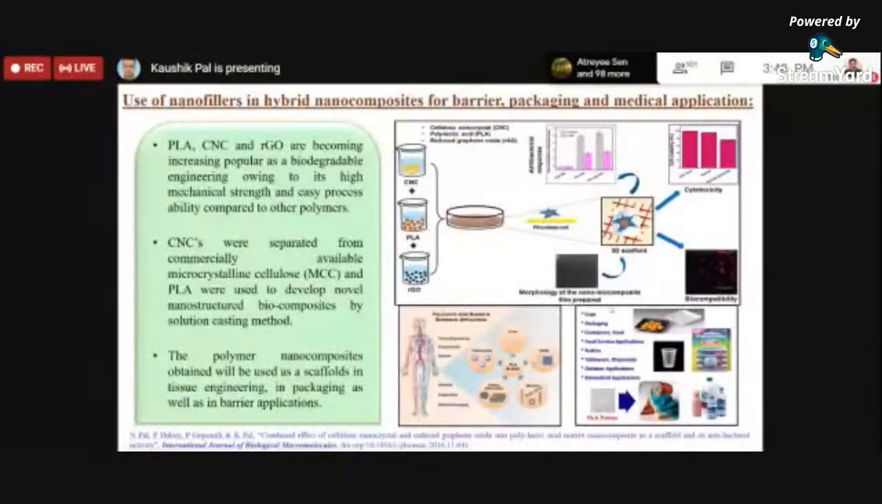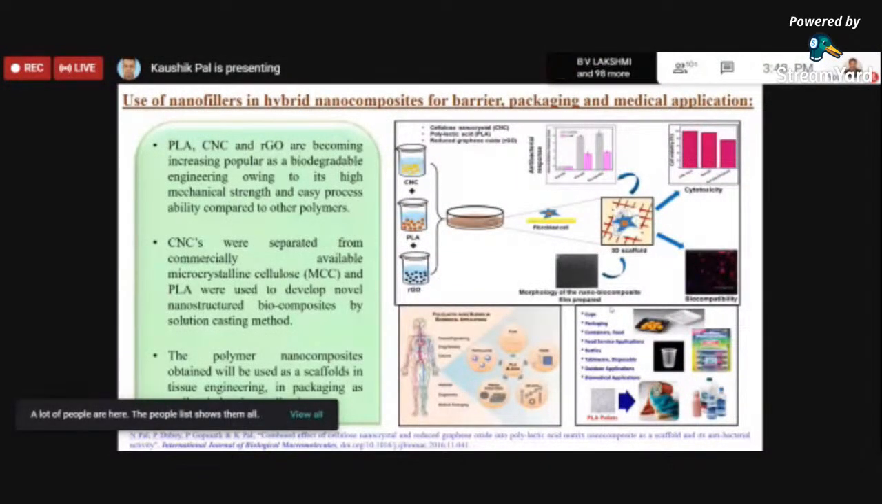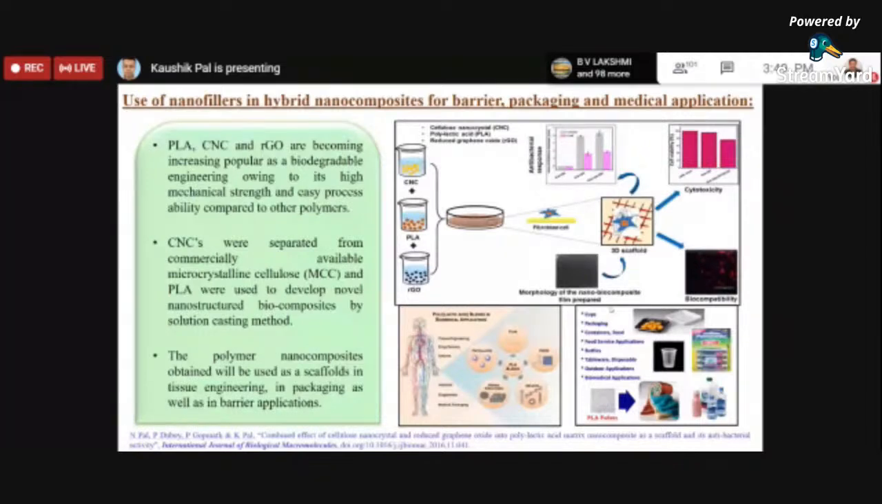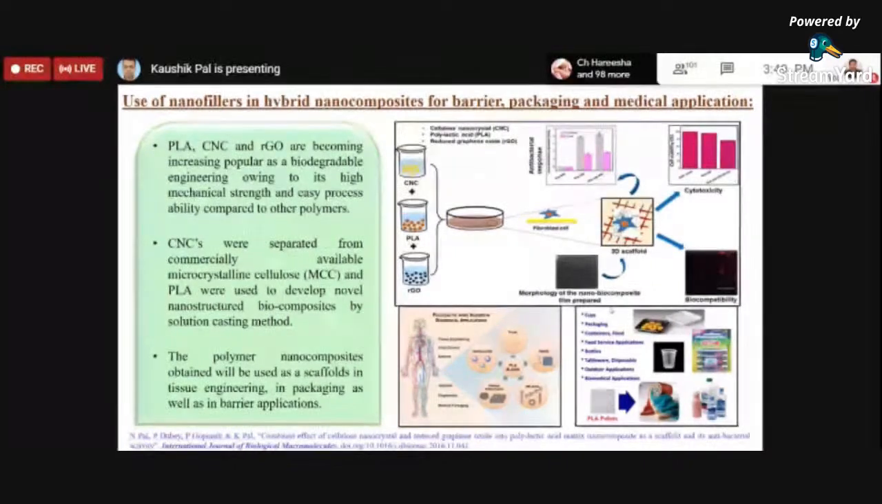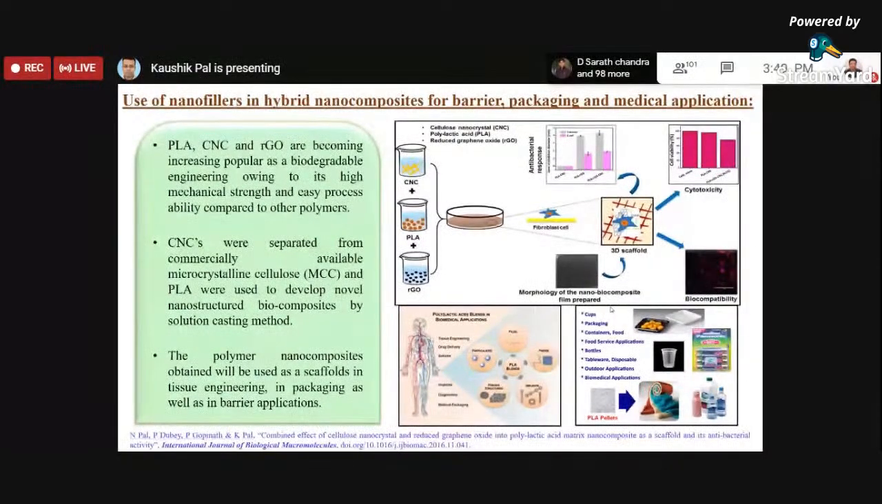People are cleaning that Coca-Cola bottle, because sometimes if you open a certain kind of old bottle, you can find rusting has taken place at the cap point. So thus we have started certain work with barrier and packaging for medical applications. We have used polylactic acid and CNC, that is cellulose nanocrystals, in combination with some RGO, and we have made thin films which can sustain food products up to a certain time, and after that the plastic is biodegradable.